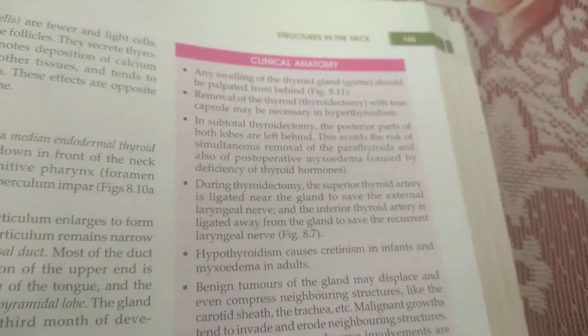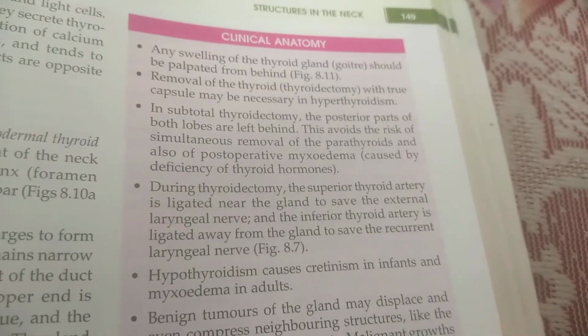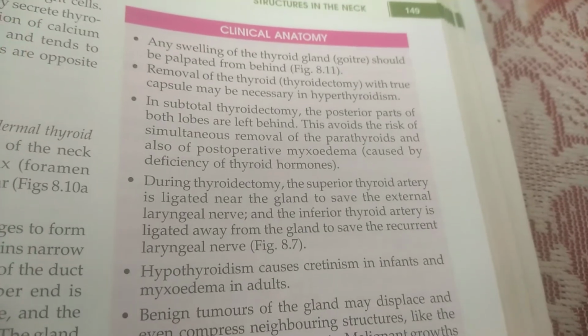Now next comes the clinical anatomy. In clinical anatomy, any swelling of the thyroid gland is basically called goiter.